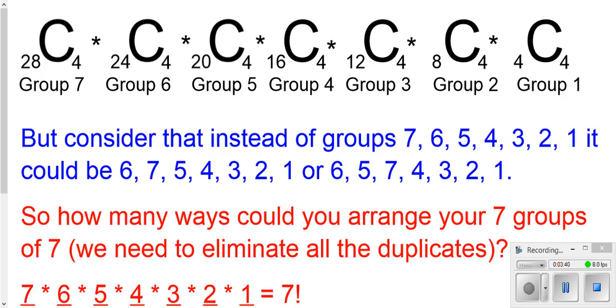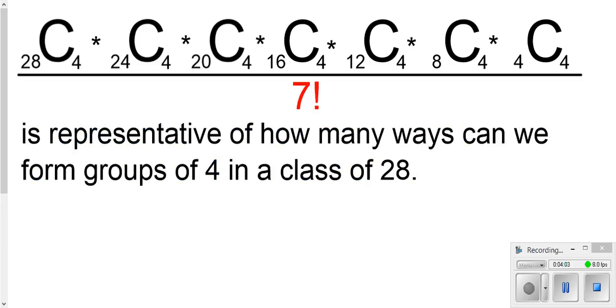So we have 7 options for your first group. One group has been assigned, so that means there's 6 groups left for the second situation. 2 groups have been assigned, so there's only 5 groups left. So to eliminate all the duplicates, it's really a 7 factorial. So when we're looking at how many ways can we form groups of 4, it's what we had said initially, but then we need to go ahead and divide by the 7 factorial, which gets rid of the duplicate situations. So this represents how many ways we can form groups of 4 out of a class of 28.